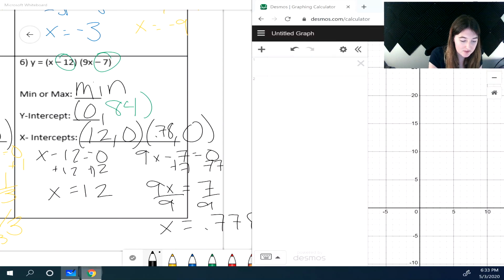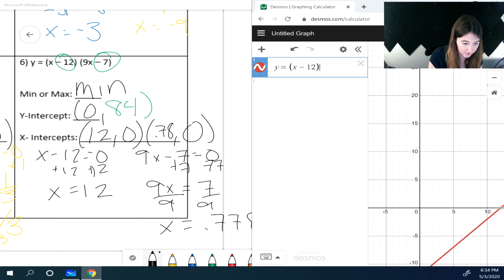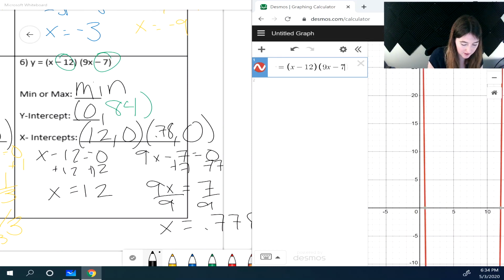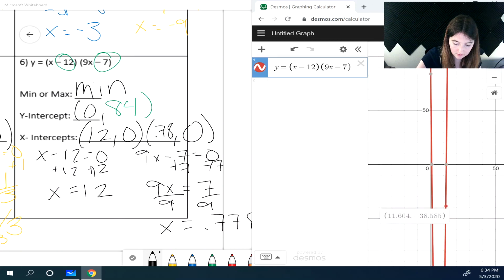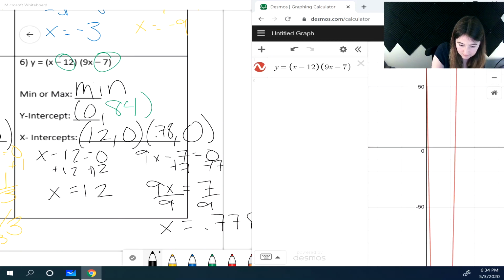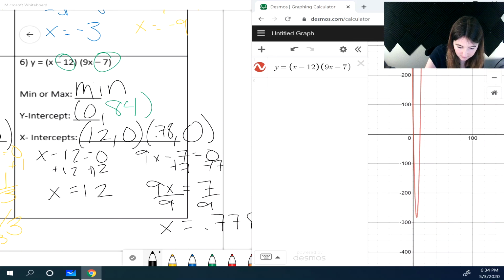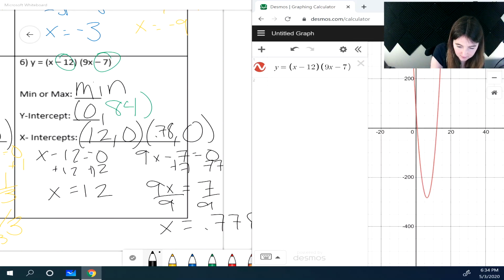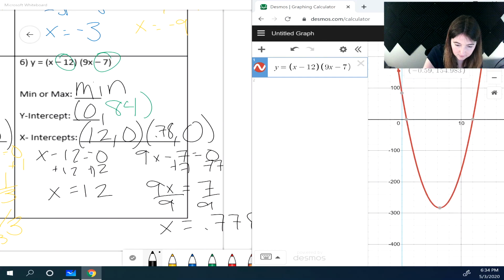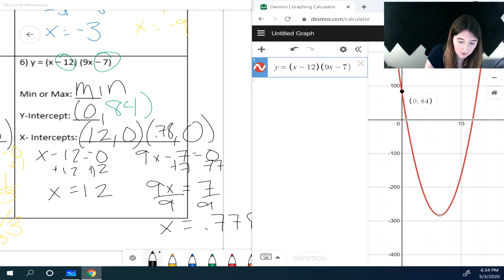I'm going to check with Desmos to make sure I got it all right. Y equals (x minus 12)(9x minus 7). Zoom out so I can see. All right, I have a minimum. My y-intercept is 84 and my x-intercepts are 0.778 and 12.